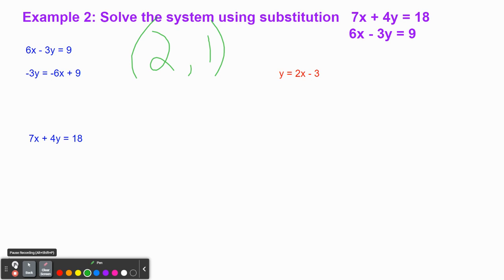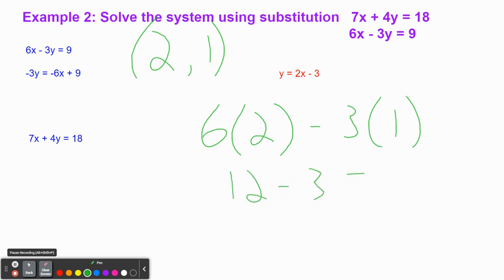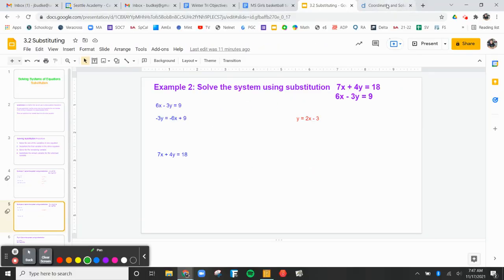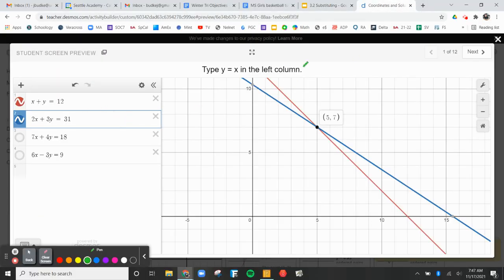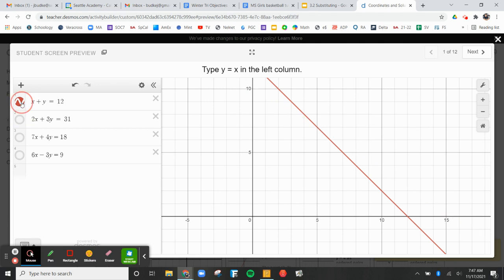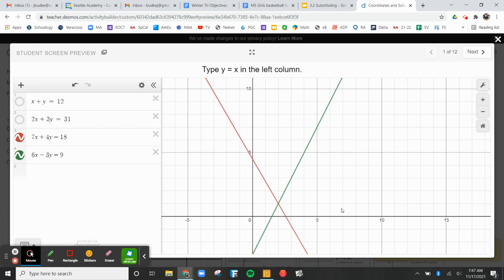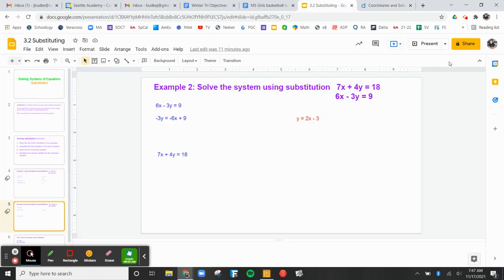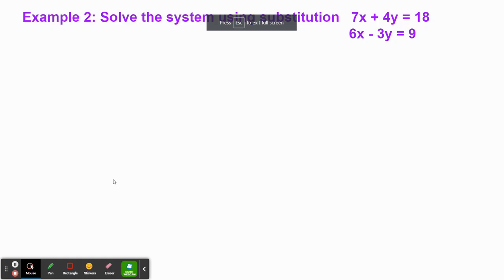Let's plug this back into 6x minus 3y equals 9. 6 times 2 minus 3 times 1. 6 times 2 is 12, minus 3 times 1 is 3, equals 9. Booyah. 9 does equal 9. Let's take a look at the Desmos here and see if we get the same thing. So take those off, turn those on. That gets us at 2, 1. Wonderful. Cool. Lots of different ways you can verify for solving systems.